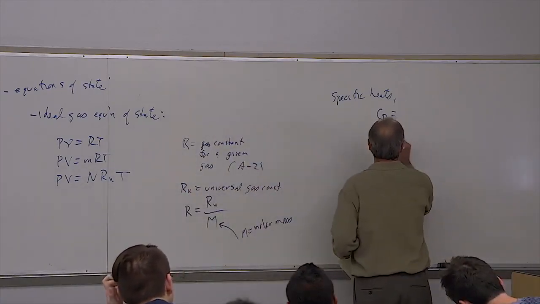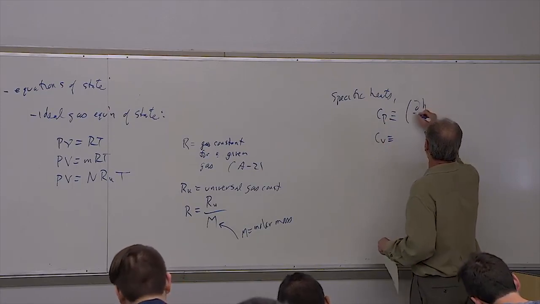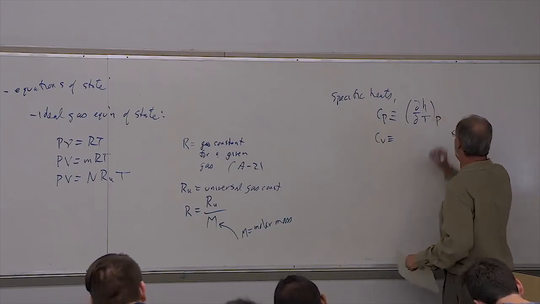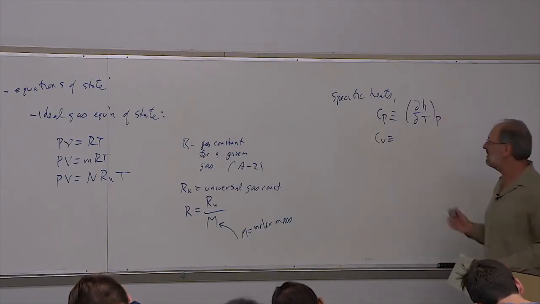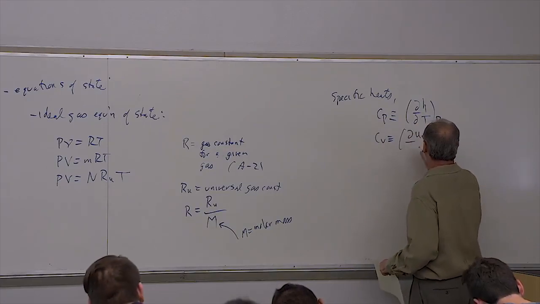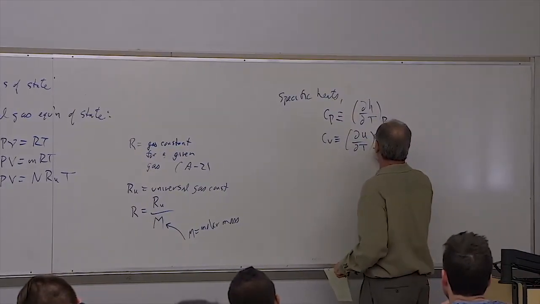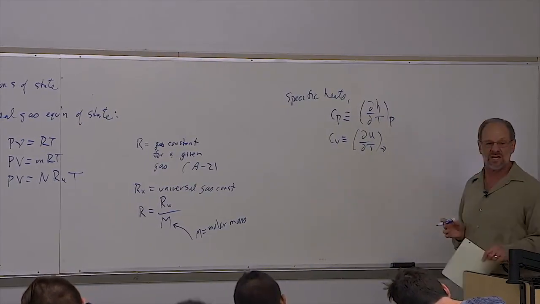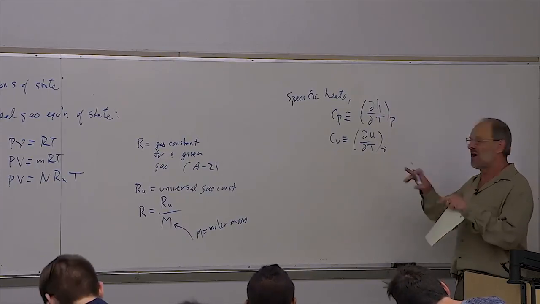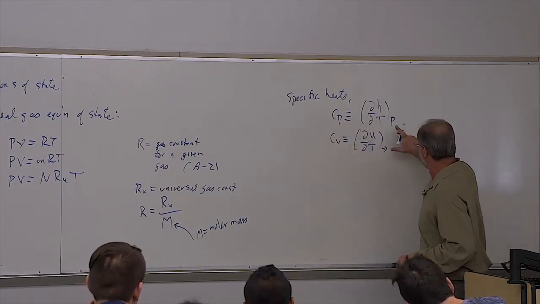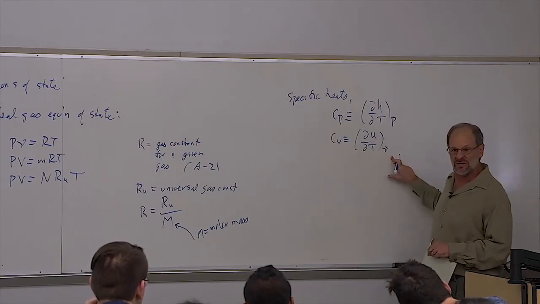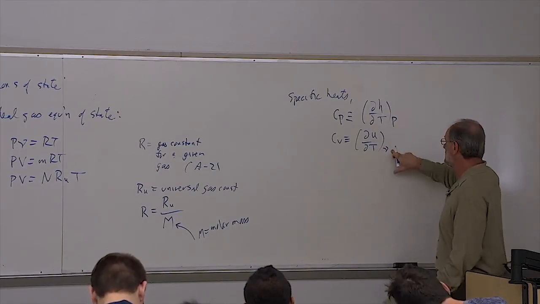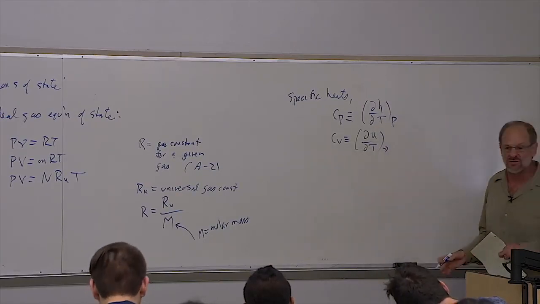These are simply defined as partial derivatives. The partial derivative of the specific enthalpy with respect to temperature holding the pressure constant is what we call specific heat at constant pressure. And the partial derivative of specific internal energy with respect to temperature holding the volume, well, really specific volume, constant, is what we call specific heat at constant volume. So you can see why we call them at constant pressure and at constant volume. It has to do with the way we take the partial derivatives. If we take the partial at constant pressure, it's called specific heat at constant pressure. If we take the partial at constant volume, it's called specific heat at constant volume. That's really all there is to it.